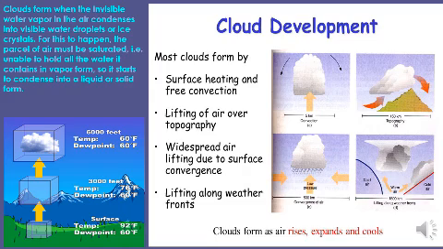Here we will study cloud development. Clouds form when the invisible water vapor in the air condenses into visible water droplets or ice crystals. For this to happen, the parcel of air must be saturated, like unable to hold all the water it contains in vapor form, so it starts to condense into liquid or solid forms.